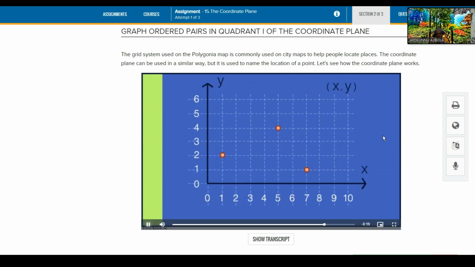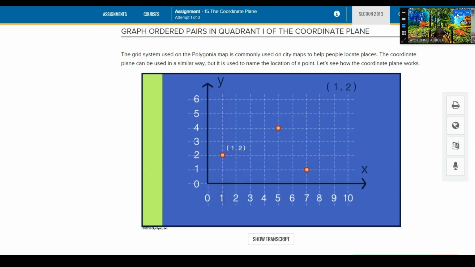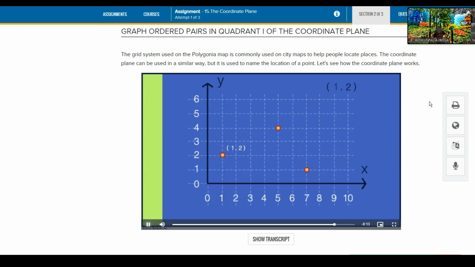The first point is 1, 2. Can you name the location of the other points? I just stopped the video. All right, no problem. I know you're going to watch this, okay? The location of the second point is 5, 4.